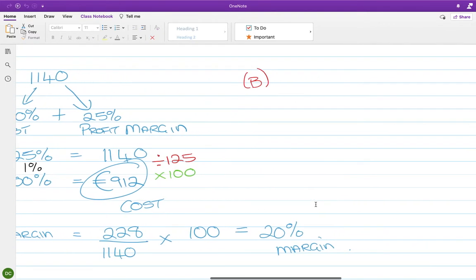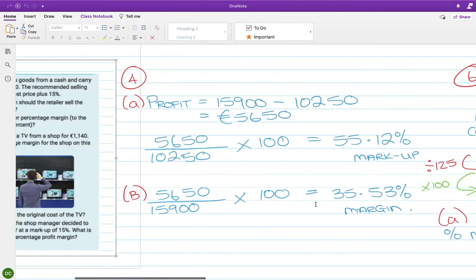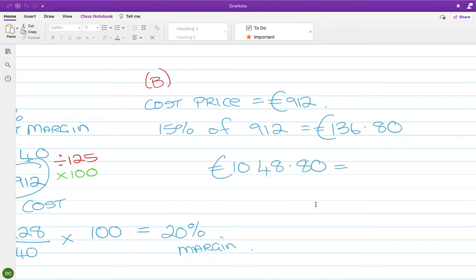Okay, so if we take 912 to be our cost price, which I need to think about again. So 912 is our cost price. And we want to do a 15% markup. So we get 15% of 912. 15 over 100 multiplied by 912 is 136.80. We're going to add that on. So we get 1,048.80 would be the new selling price.